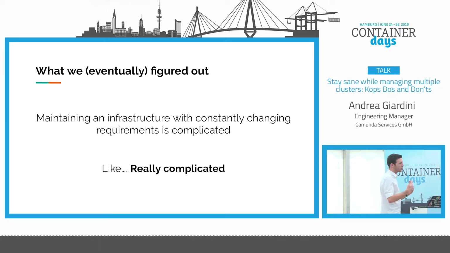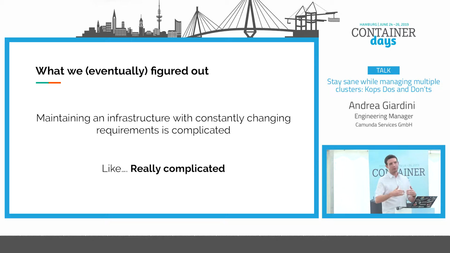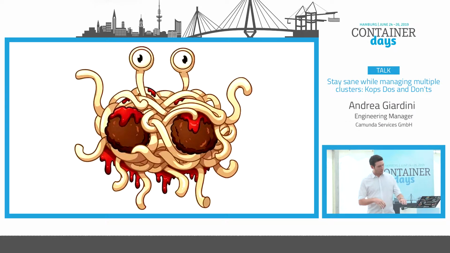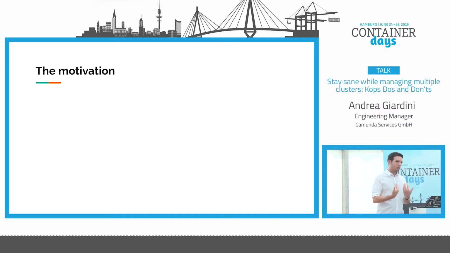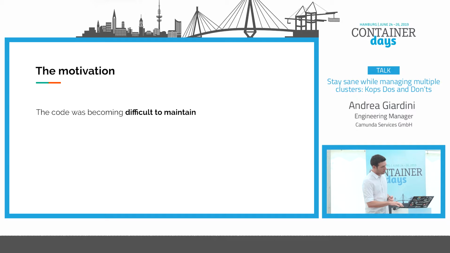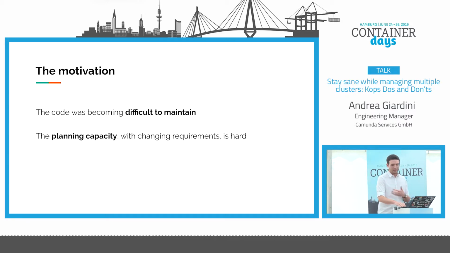And we decided, okay, we need to do something at this point. We cannot postpone this anymore, because the plate of spaghetti that I showed you before was really beautiful, but you don't want it to turn into something like this. So that's what we had. This was our motivation, this was our idea, and this is why we wanted to go in this direction. We wanted to try something new, and we wanted to experiment, first of all. The code was becoming difficult to maintain. Capacity planning with changing requirements is really hard.